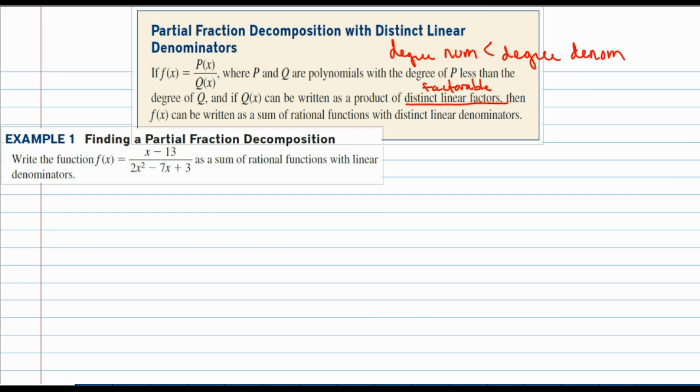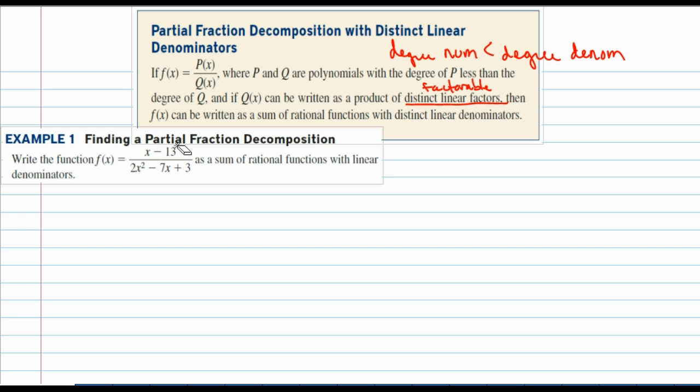First of all, a partial fraction decomposition with distinct linear denominators is a key tool to be used in the logistic growth piece of calculus. What this says is, if f of x is a rational function where the numerator and denominator are polynomials with the degree of the numerator less than the degree of the denominator, and the denominator can be written as a product of distinct linear factors, in other words it's factorable, then f of x can be written as a sum of rational functions with distinct linear denominators. So let's see what that means.